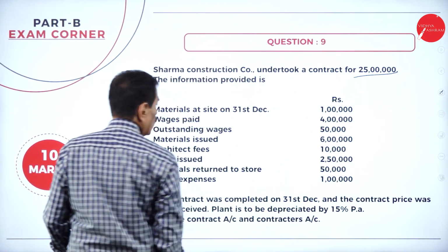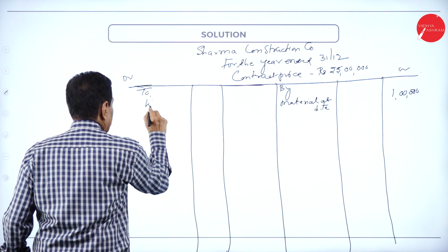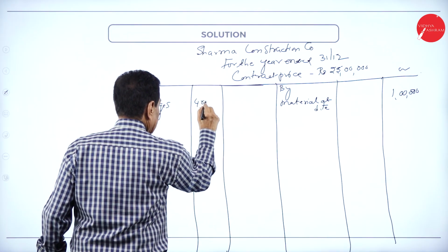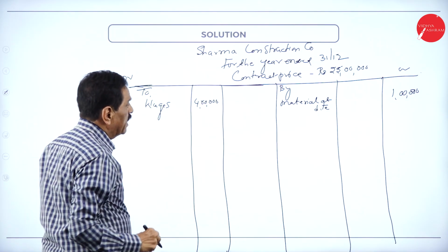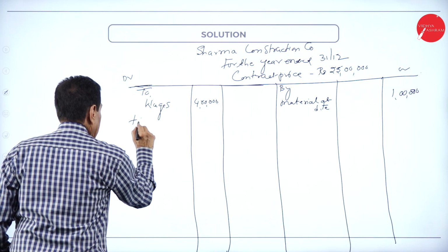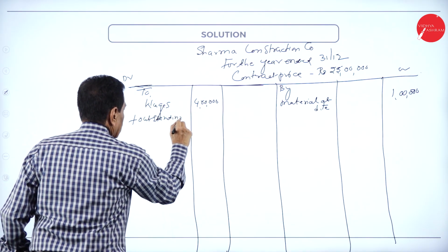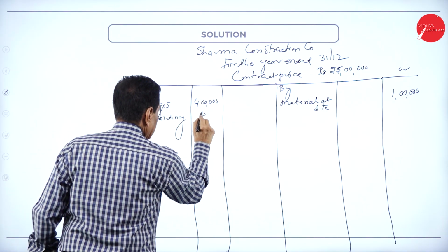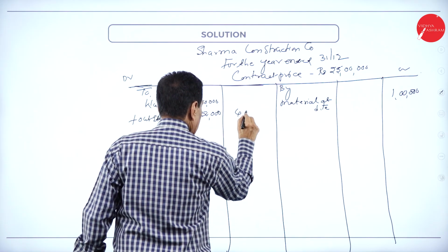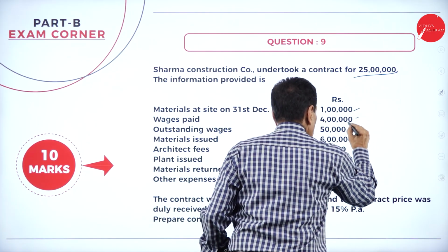Then end of the year, wages paid 4 lakh. To wages 4 lakh. There is an adjustment. Then what's your outstanding wages? 50,000 plus outstanding 50,000. It becomes 4 lakh 50,000. So this over, this over, this over.